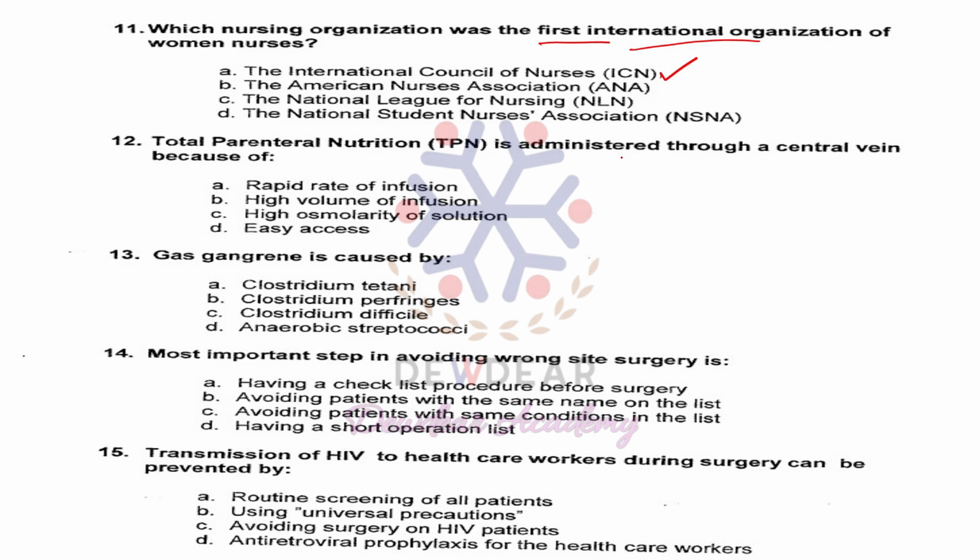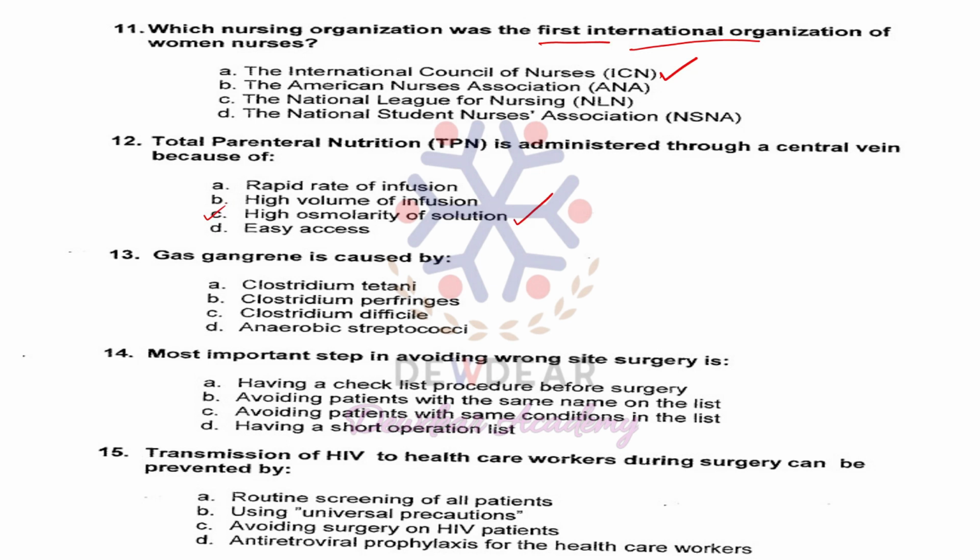Then question number 12. Total parenteral nutrition, TPN, is administered through a central vein because of. Options are rapid rate of infusion, high volume of infusion, high osmolarity of solution, easy access. So TPN is administered through central vein. What is the reason TPN is administered through central vein? It is due to the high osmolarity of the solution. It is administered through central vein. So option C is the correct answer here.